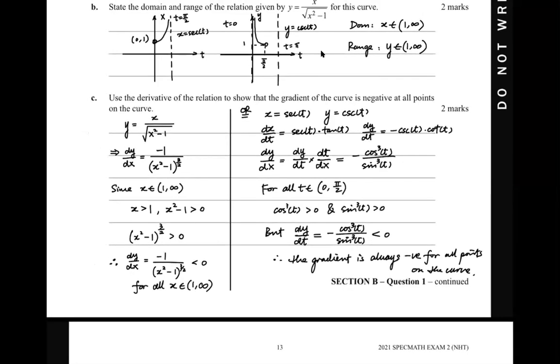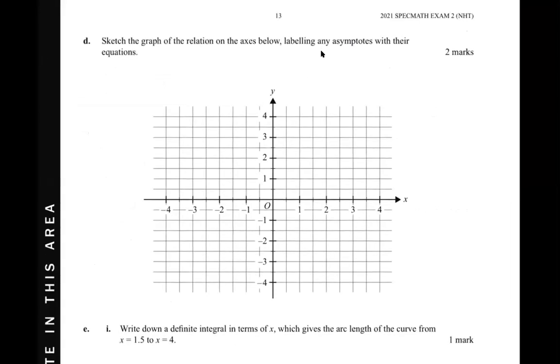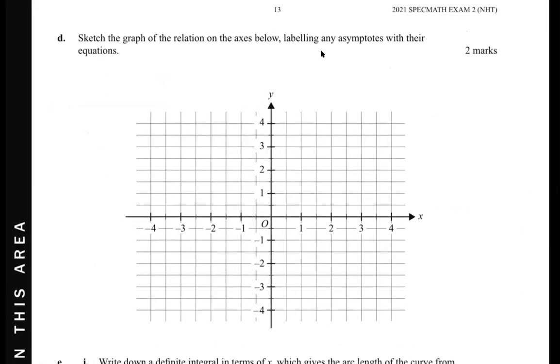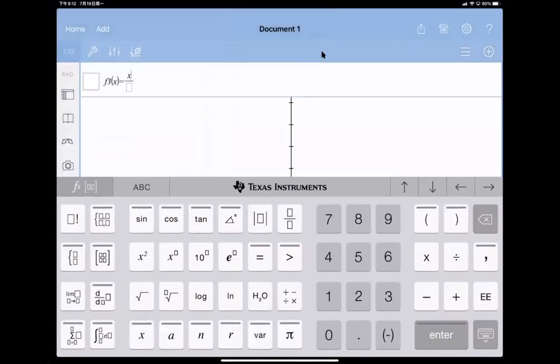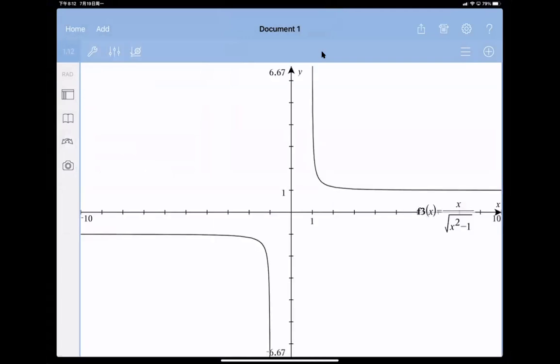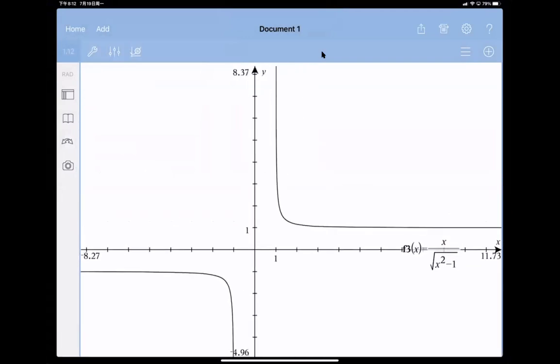That could be another possible approach, but let's move on to the next part. Sketch the graph of the relation on the axis below, labeling any asymptotes with their equations. So if you take a look at your TI-Nspire and sketch the graph x over square root of x squared minus 1, and you only take anything greater than 1. So you just need the first quotient part instead of both quotients, okay?